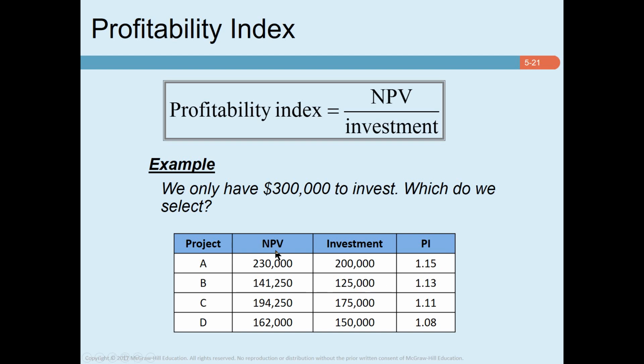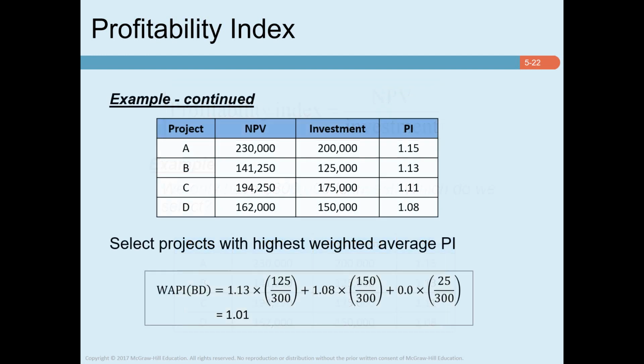First of all, we calculate the profitability index for each of these projects. So profitability index, as I already mentioned, is NPV divided by investment. So 230,000 divided by 200,000 is the profitability index of project A. And 141,250 divided by 125,000 is the profitability index of project B. In this way, we calculate the profitability index of each of the projects.